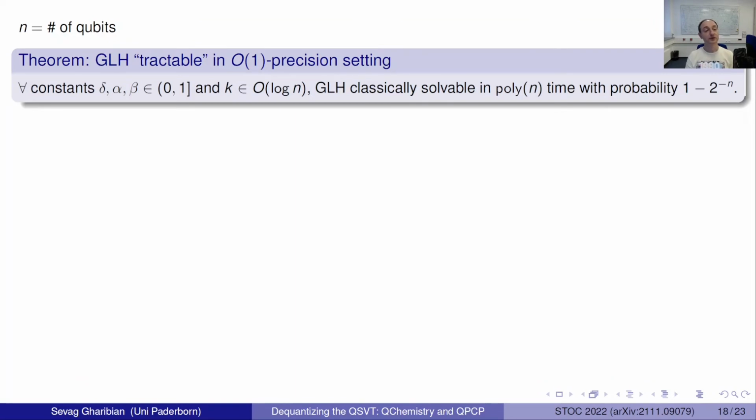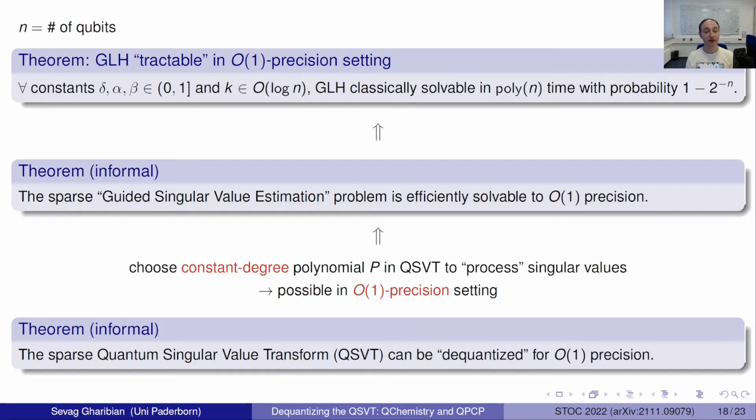Good. So that's the definition of a sampleable state. What do we show? We show basically that in the constant precision setting, if you give me one of these sampleable guiding states, then we can solve this GLH problem efficiently. Okay? So within constant precision. How do we do this? So here's the outline for the proof, or the proof components on this slide. Of course, I don't have time to go through all of this, but the basic premise is as follows.